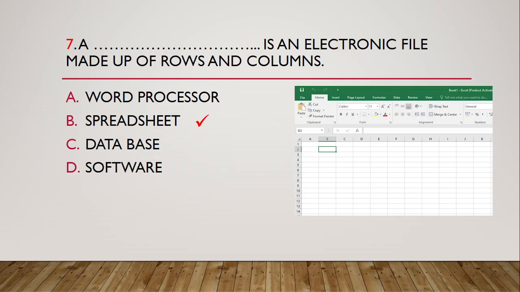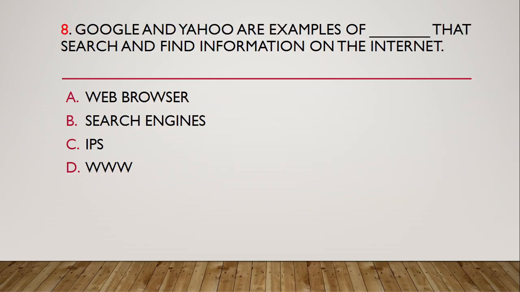So an electronic file which is made up of rows and columns is a spreadsheet. The columns are labeled by the letters of the alphabet, and the rows are numbered. So the ones with the letters are columns and the ones with the numbers are the rows. Let's move on to question 8.